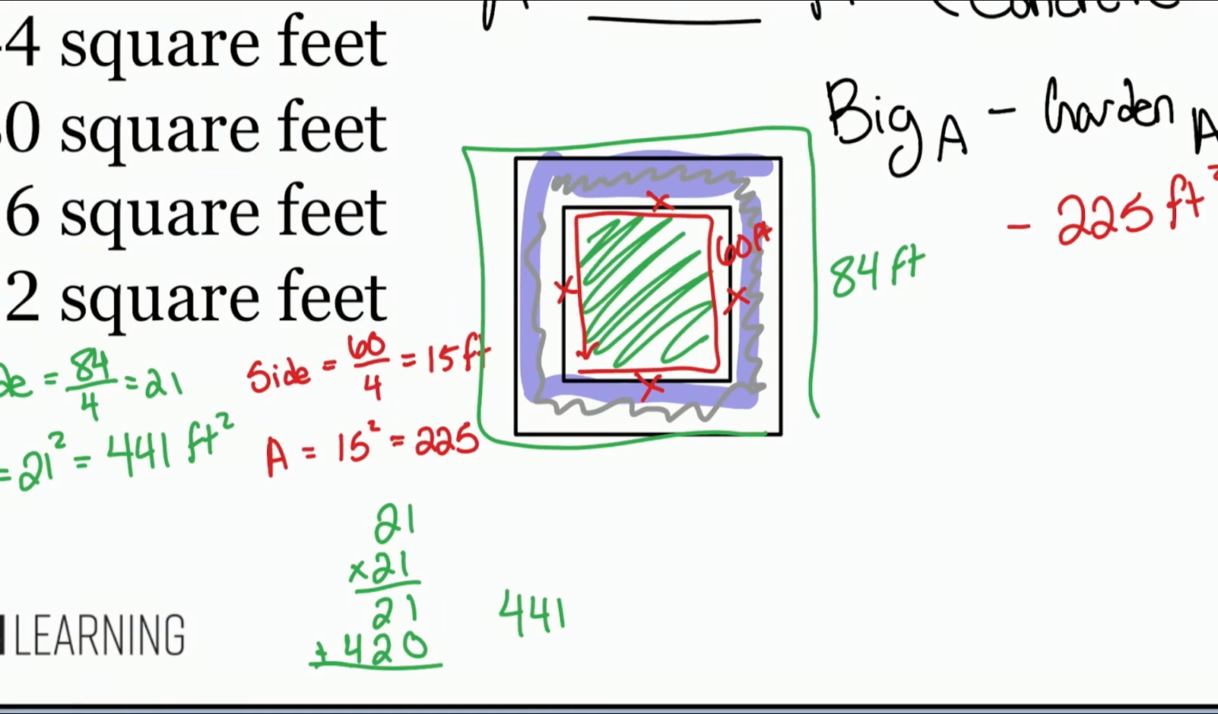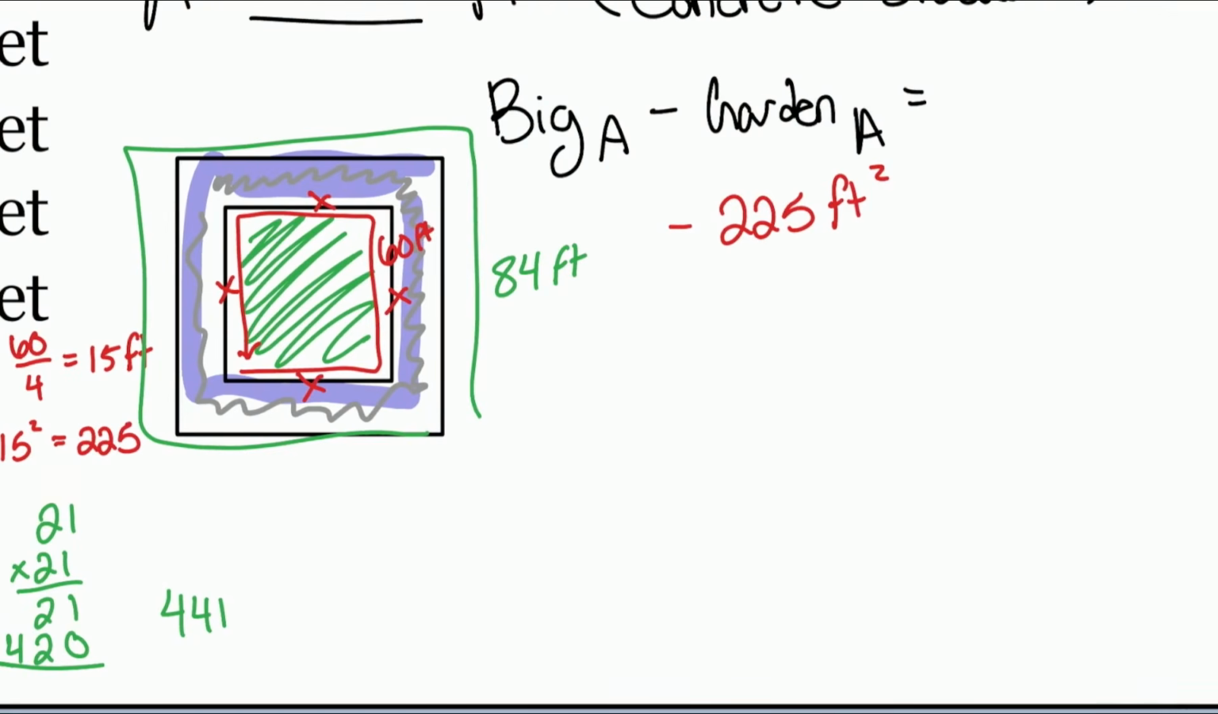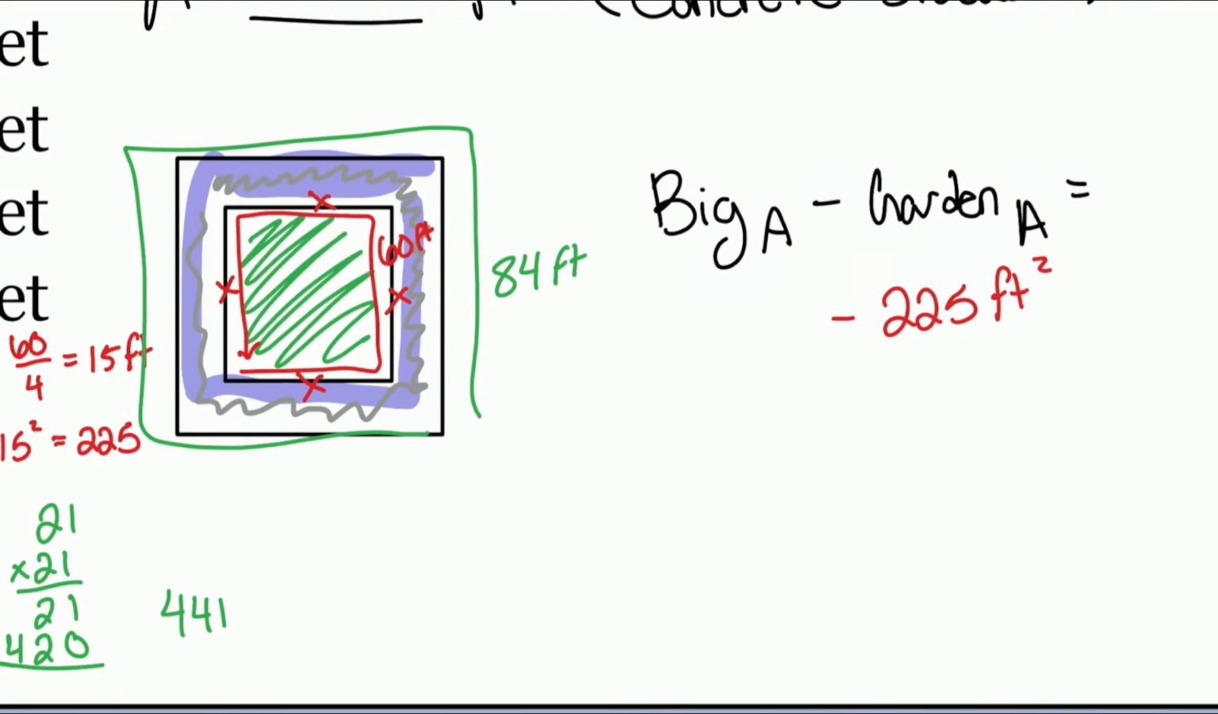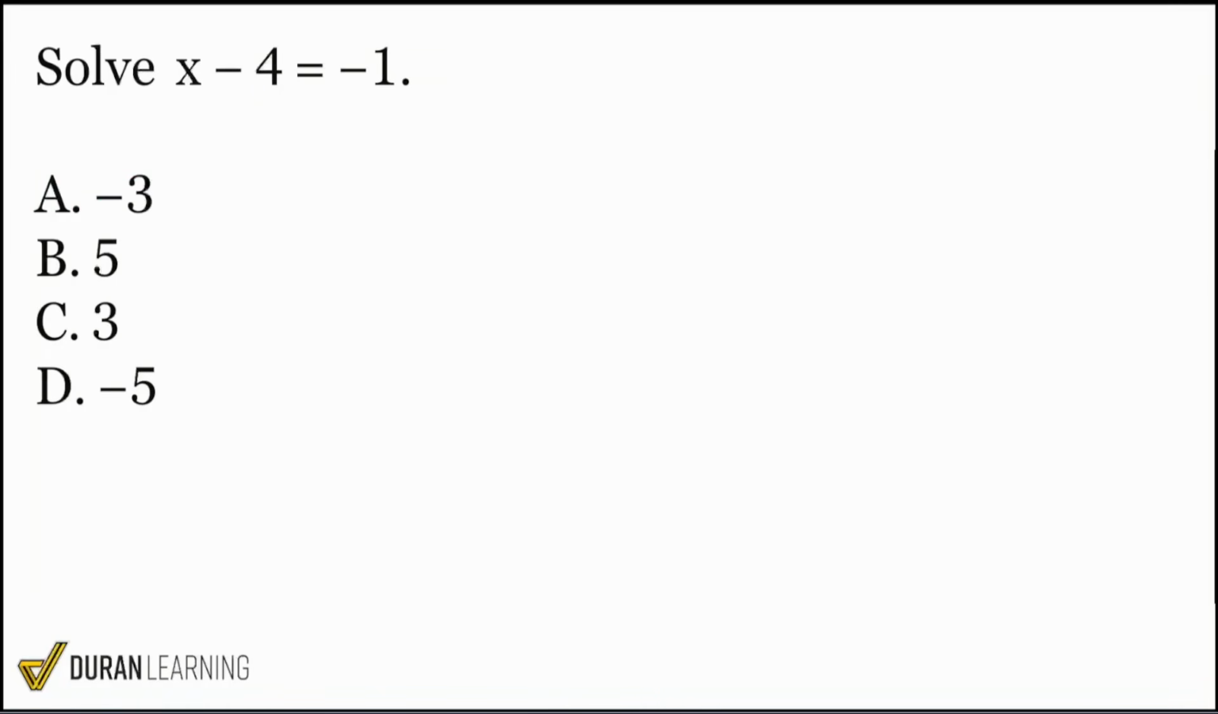So now all we have to do, my party people, is this. Let me move this here so it's a little more organized. All we have to do here is take the 441 square feet, subtract the 225.